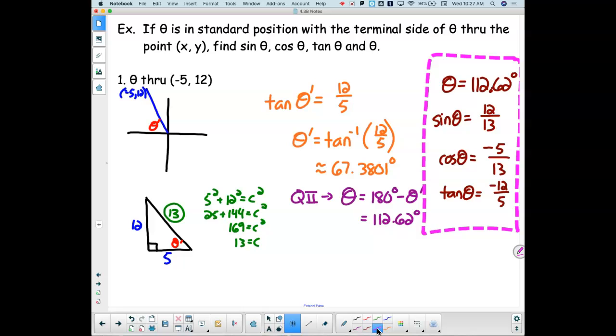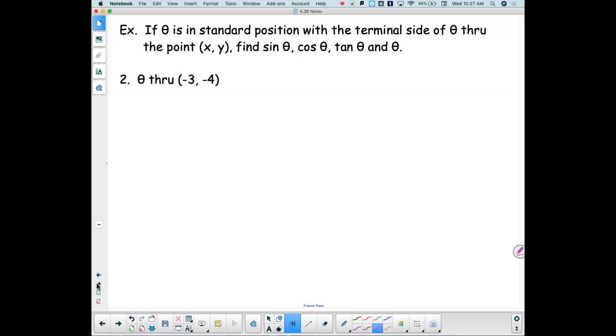Okay? What I would like you to do now, on your own, individually, and then when you're done, compare your answers with your neighbor. Okay? I would like you to do this one right now. Same thing, but different quadrant.